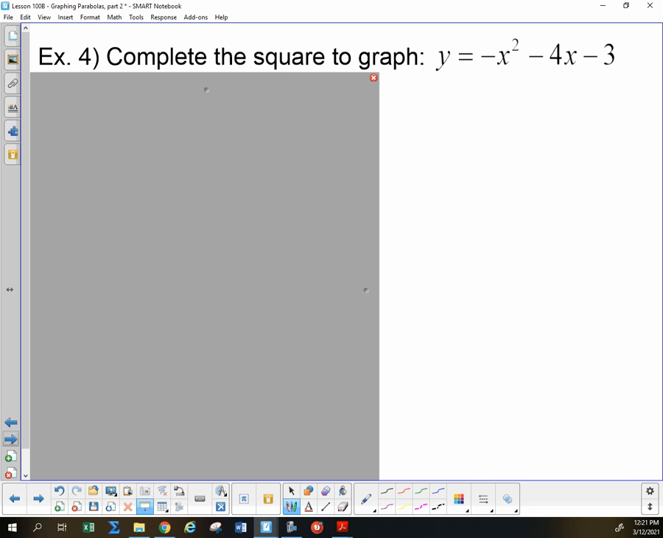So what I am going to do, I am still going to bring everything that is not an x over to the right. So I have y plus 3 equals, and that means I then have just the x's on the right. But if it does not start with 1x squared, I need to factor out whatever's in front of that x squared. So in this case, I need to factor out a minus 1 times the x squared. But if I take a minus 1 out of the minus x squared, I need to take it out of the minus 4x also. So this becomes a plus 4x.